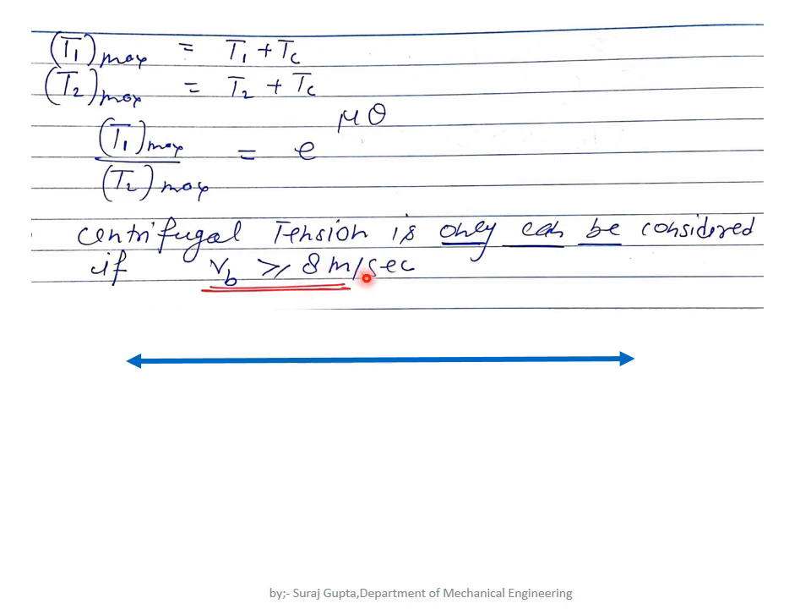If it is less than 8 meters per second, then we cannot use the centrifugal formulas, because it will be very small. This will not affect the performance of the belt, the power of the belt, or the tension ratio much. So we will consider centrifugal tension when the belt velocity is greater than or equal to 8 meters per second.